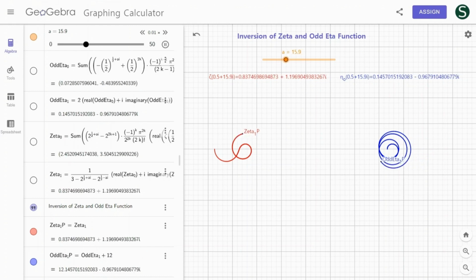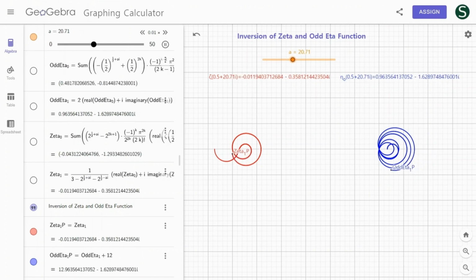At s equals 0, the inversion of eta function is 1/2, but the inversion of zeta function is 1 over 3 minus 2 to the s power minus 2 to the power of 1 minus s, which becomes infinite, but converges to minus 1/2 due to the trivial zeros of the zeta function. At s equals 1, 1 over 3 minus 2 to the s power minus 2 to the power of 1 minus s is infinite again, which is the same as the pole of the zeta function.